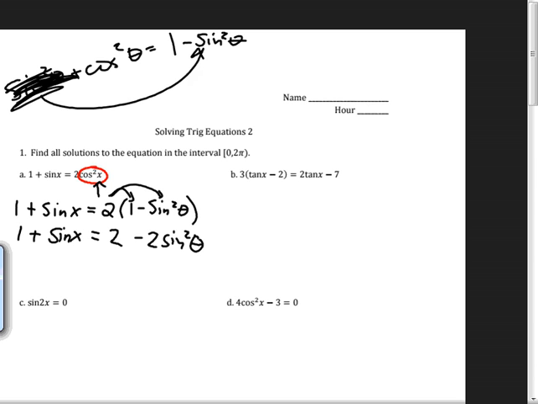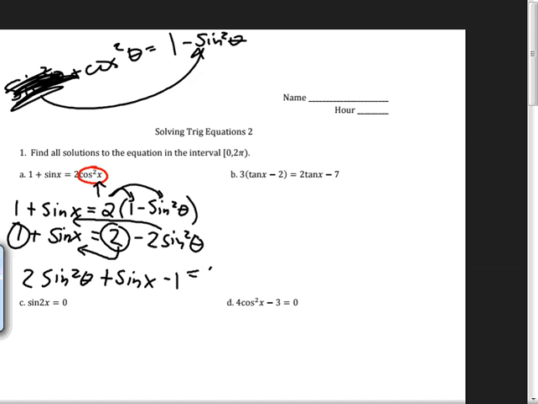Now, to be able to factor it, it would be nice if it was all on one side and equal to 0. So I'm going to move this stuff over to this side, and that over to this side. So this negative 2 sine squared is going to become positive 2 sine squared on this side, plus the sine x that was already there. And then last, I'll put the number. This 1 gets combined with a negative 2, because that 2 is moving to the other side, so it becomes negative 2. That makes minus 1 equals 0. All that work just so I could now have to factor the problem.